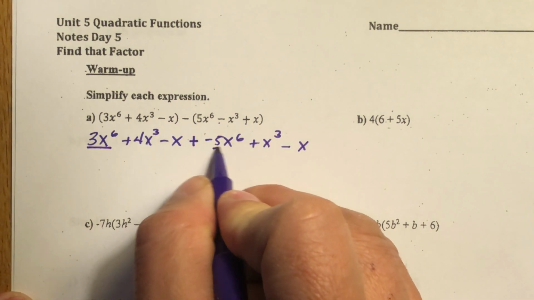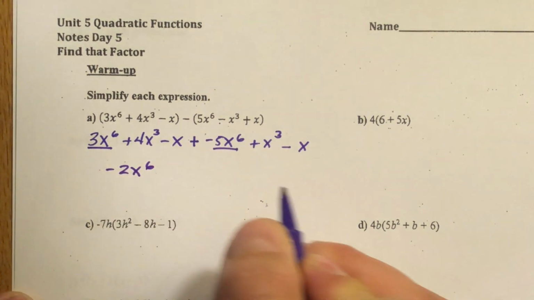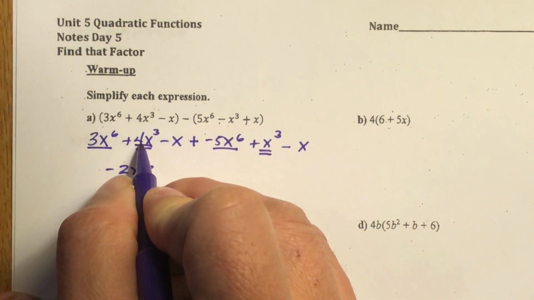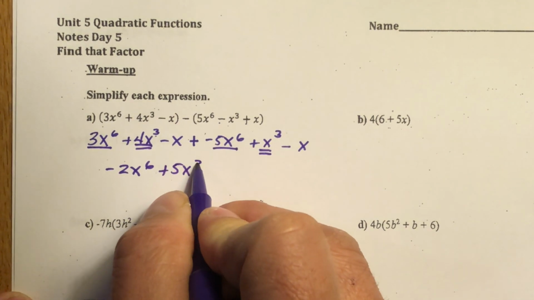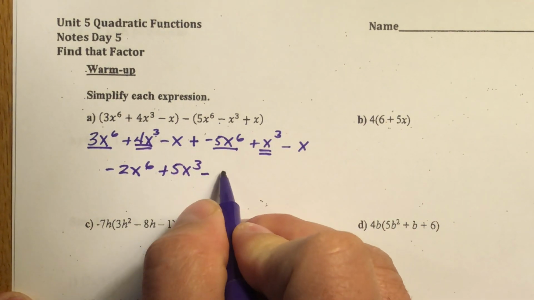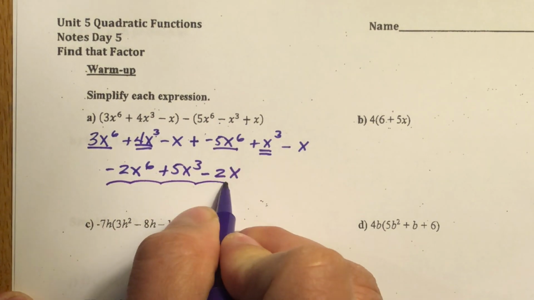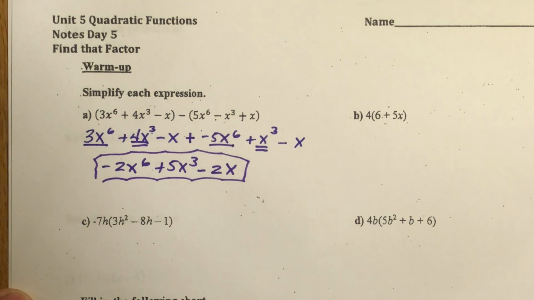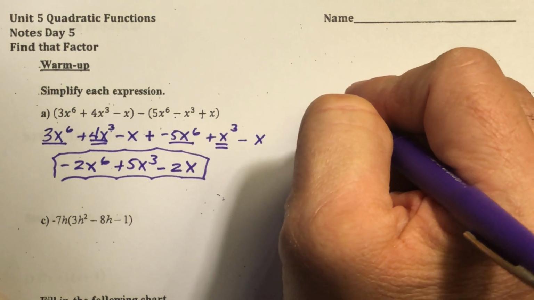All right, look for like terms. These two are alike, so I'm going to have negative 2x to the 6th. These two are alike, so 4x cubed plus 1x cubed is 5x cubed. I have negative x and negative x, so that's going to be negative 2x. All right, that should be my final simplified expression.